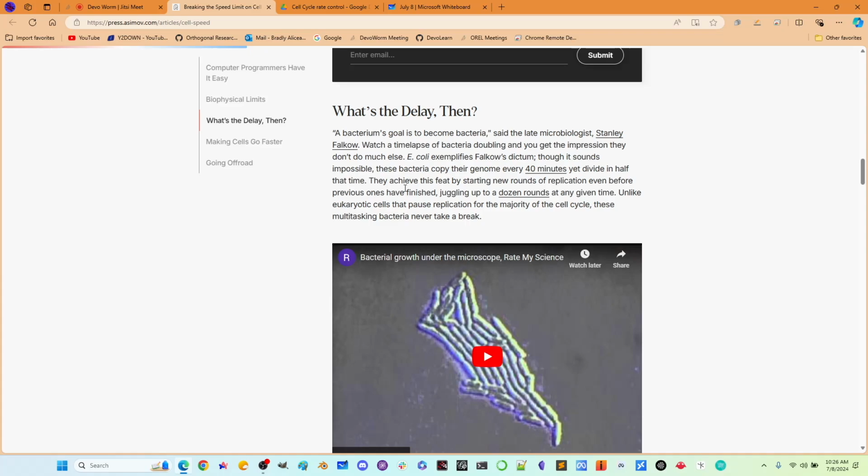In some lines, you can really get rapid division. On other lines, it's very slow, and there are reasons for that that have to do with the survival of the cell. They achieve this feat by starting new rounds of replication even before previous ones have finished, juggling up to a dozen rounds at any given time. Unlike eukaryotic cells that pause replication for the majority of the cell cycle, these multitasking bacteria never take a break.